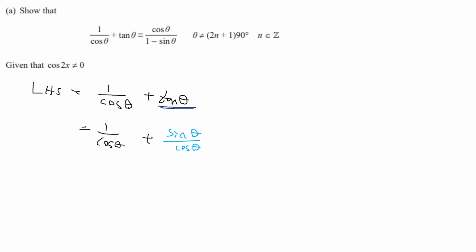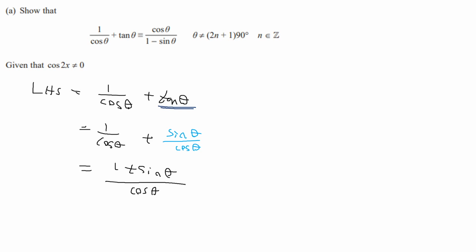Okay. Now what we can do is we can add them together because they've got the same denominator. So that's the same as 1 plus sine theta over cos theta. Okay.